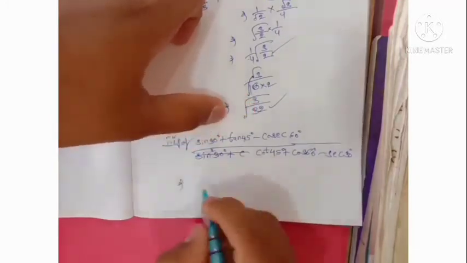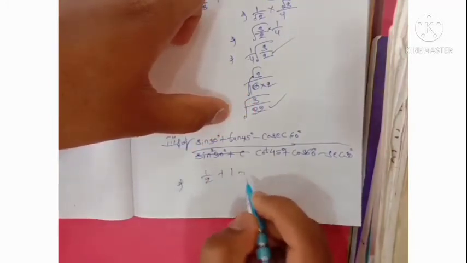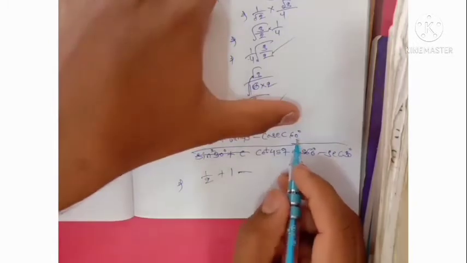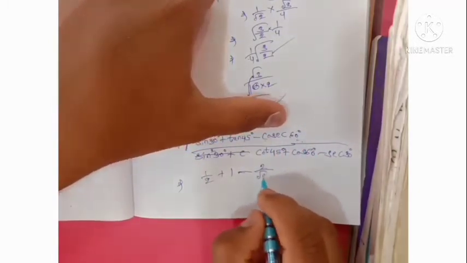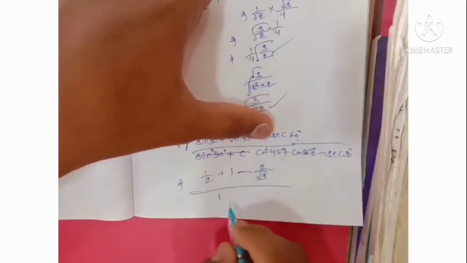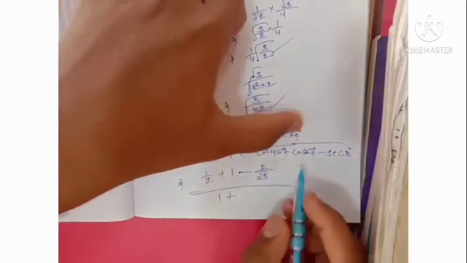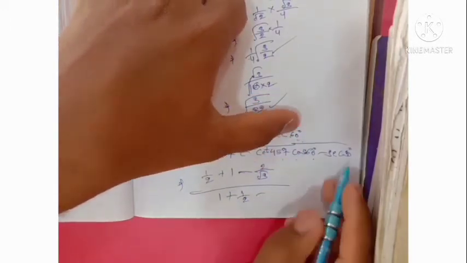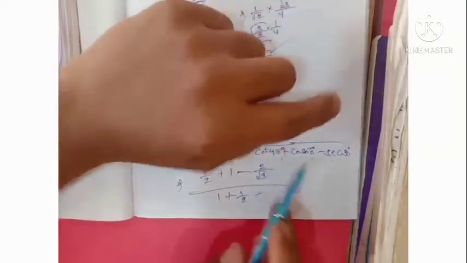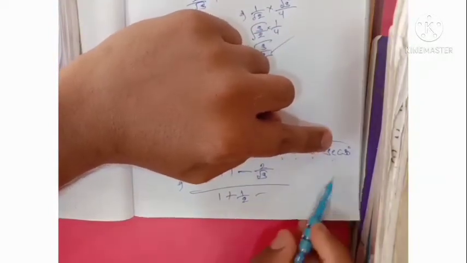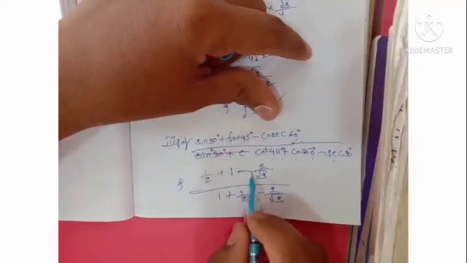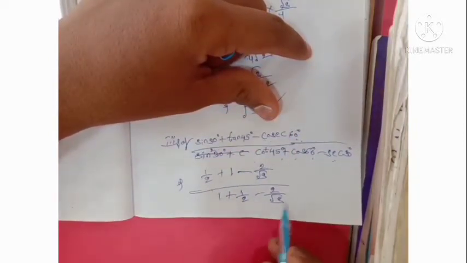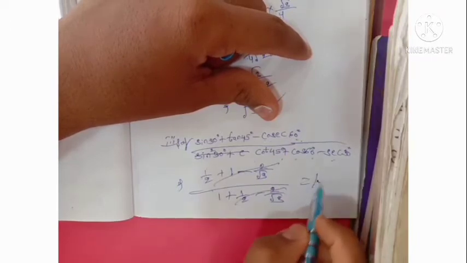Okay. Sin 30 degrees is 1 by 2, tan 45 is 1, minus cosec 60. If you didn't remember cosec, you remember sin. Sin 60 is root 3 by 2. Its inverse is 2 by root 3. Then cot 45 is 1, plus cos 60 is 1 by 2, minus sec 30. If you didn't remember sec, you remember cos. Cos 30 is root 3 by 2. Its inverse is 2 by root 3. See, 1 by 2 plus 1 minus 2 by root 3, over 1 plus 1 by 2 minus the same sec. That's the answer, 1. Okay.